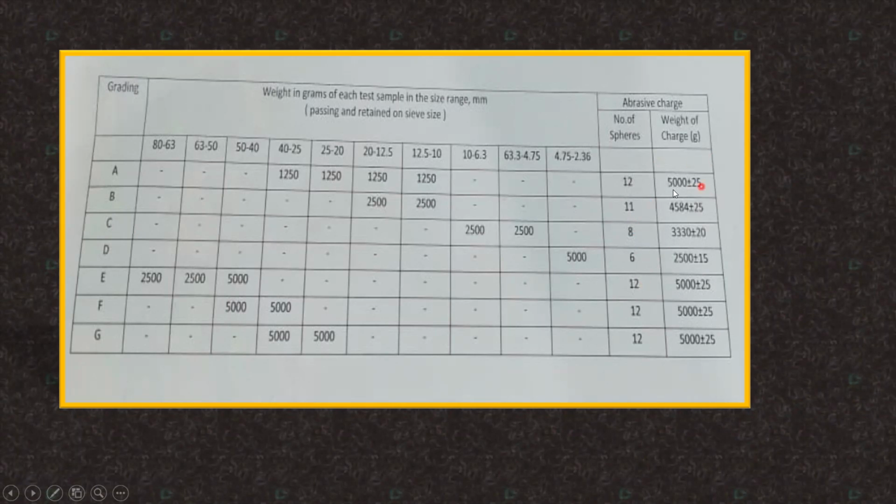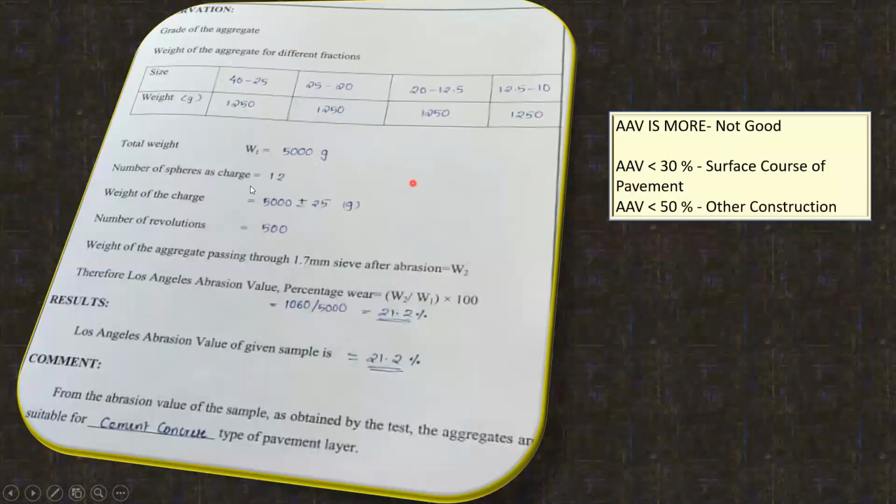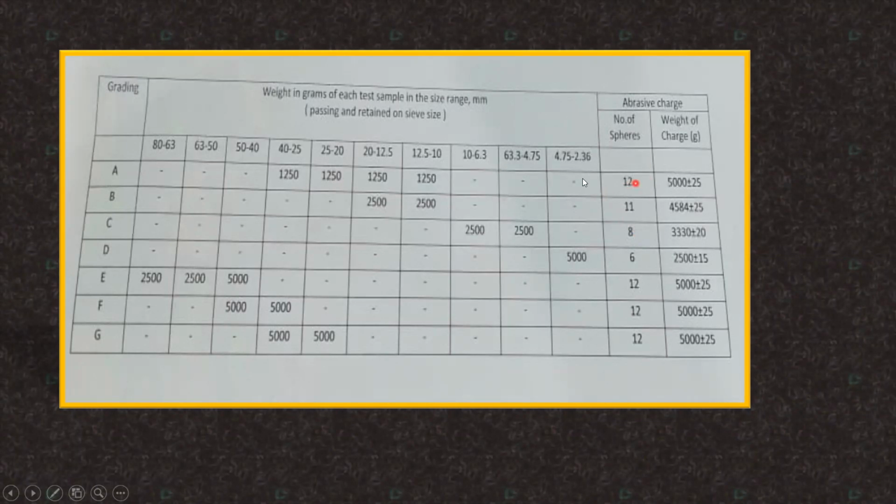And the weight of a charge is also given. It's 5000 plus or minus 25. All those things you are going to get from the table. Now the same thing I've written here. Total weight, if you add all these, comes out to be 5 kg, which is written as 5000 grams. The number of spheres as charge is 12, which we get from the table. It is written 12 here, since our grading is A grading.